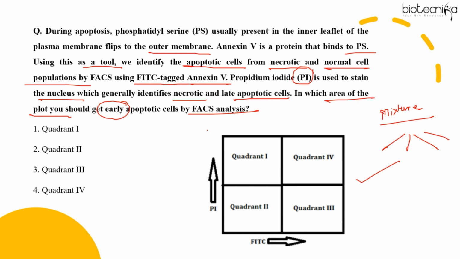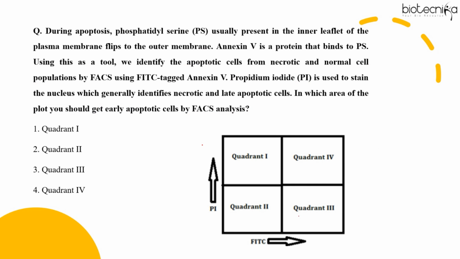And from exam point of view also, this FACS and flow cytometry is important, especially the dot plot analysis. The data analysis is very important here. Pay attention to the details. Annexin 5 binds to PS.